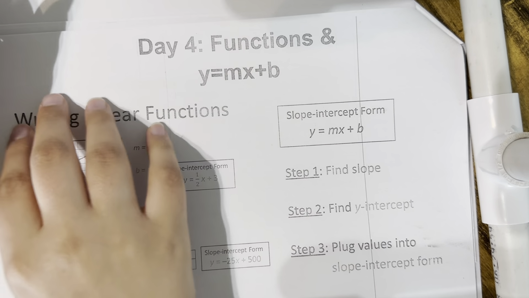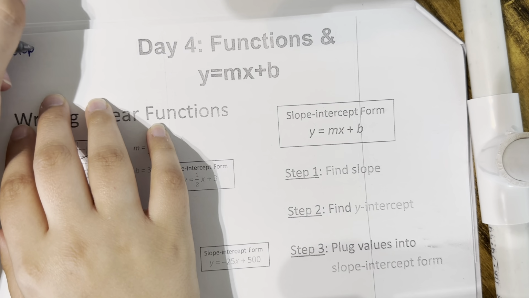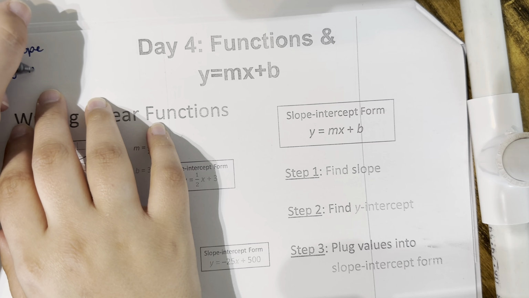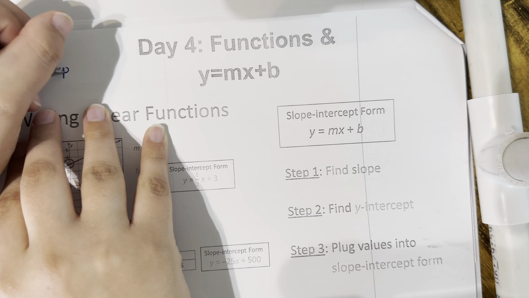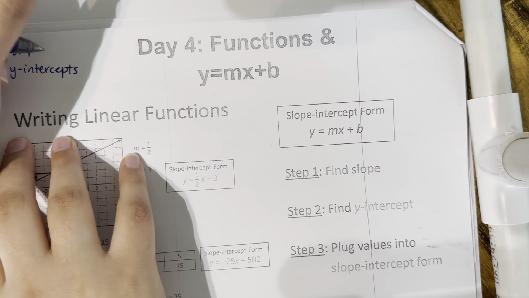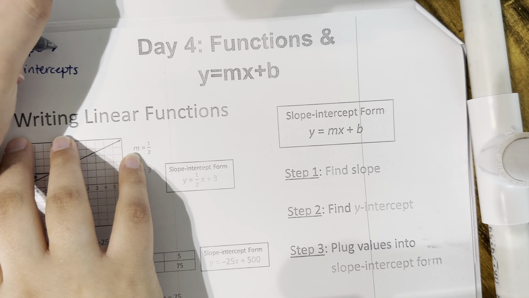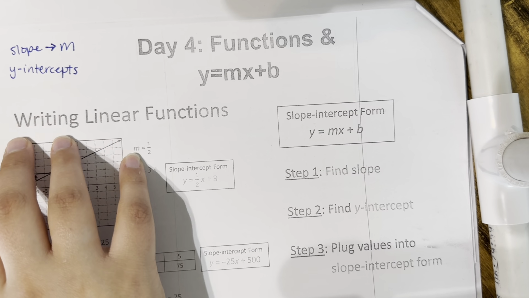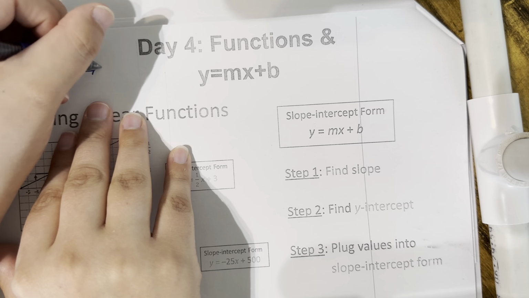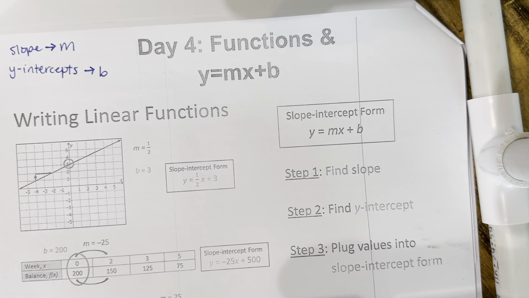Yesterday we talked about slope and y-intercepts. Our slope, that's our m value. And our y-intercept, that's our b value. That's super important for what we're talking about today.